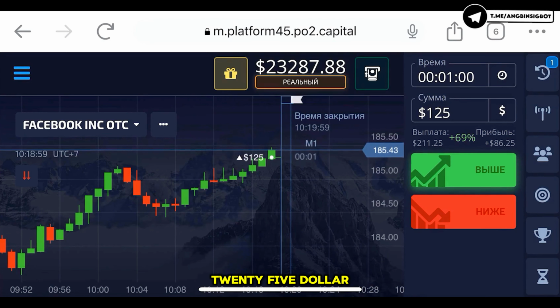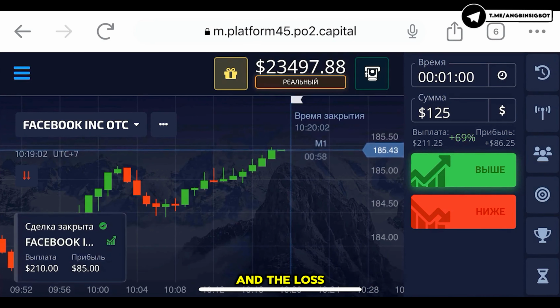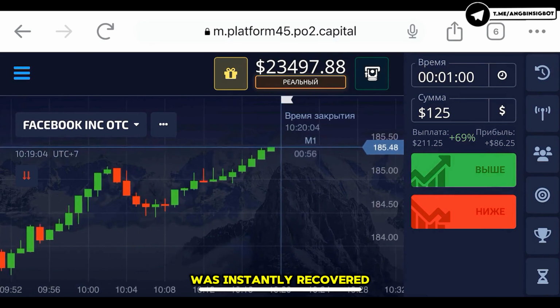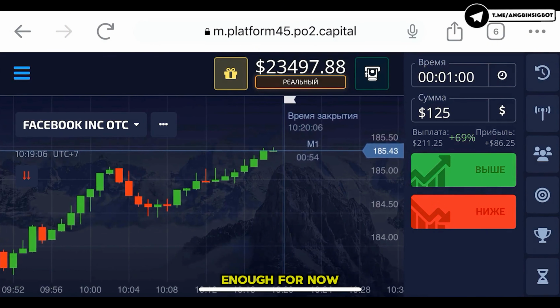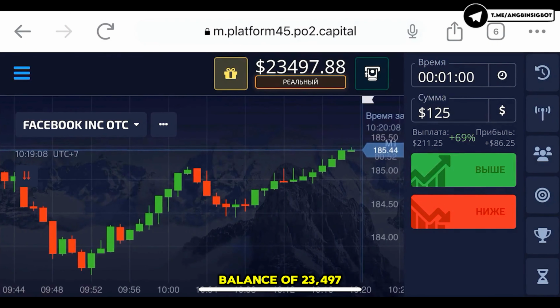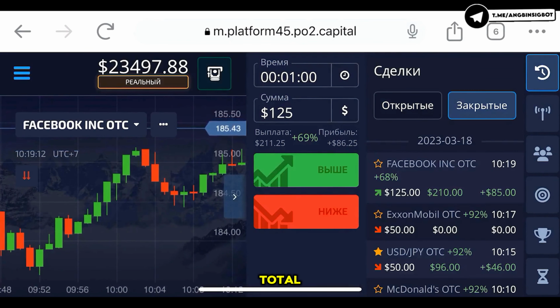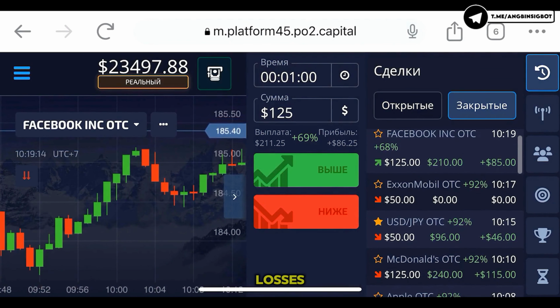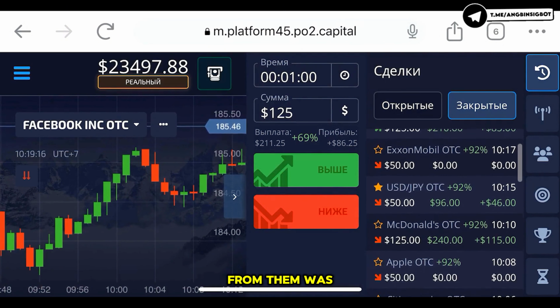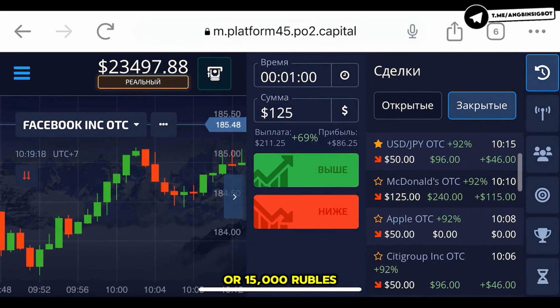The $125 trade goes clearly into profit, and the loss from the previous one was instantly recovered. Well, I think that's enough for now. I have a balance of 23,497. Looking at the trades, I made 6 trades in total, out of which 4 were profitable and 2 were losses. The net income from them was around $200 or 15,000 rubles, I think.